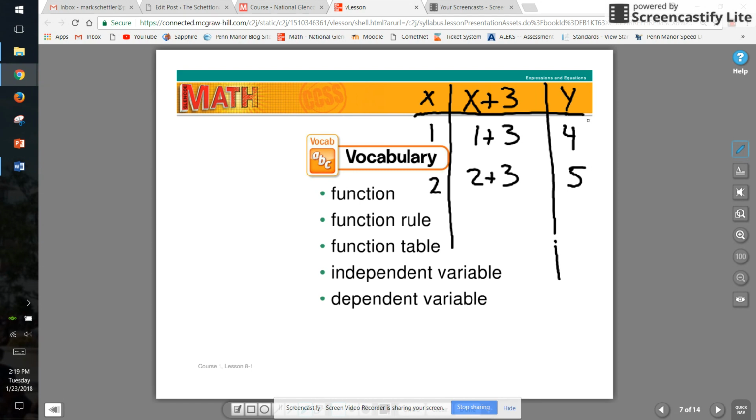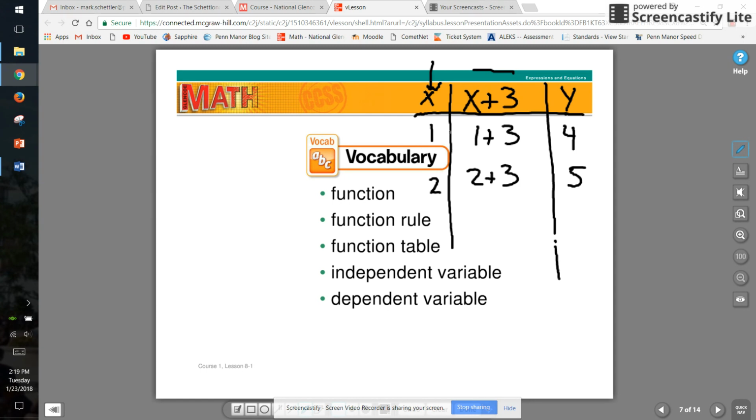So you know what I'm talking about right here. The function of this table is x plus 3, and that's also our function rule. The independent variable is over on this side here. This is called our independent variable.